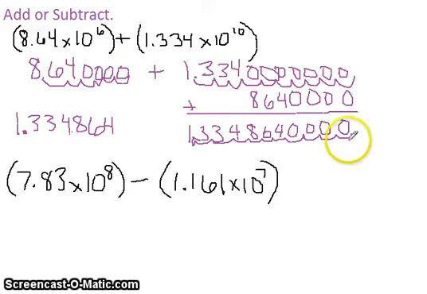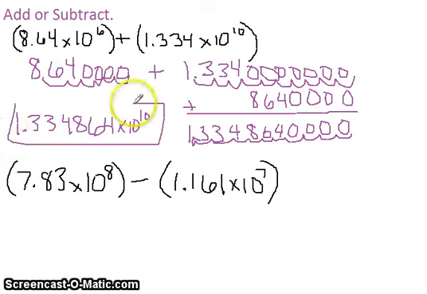And we want to count how many spaces we move. So it looks like 1, 2, 3, 4, 5, 6, 7, 8, 9, 10. So, oops. There we go. Times 10, and then my power is 10. So my final answer in scientific notation would be this number here.